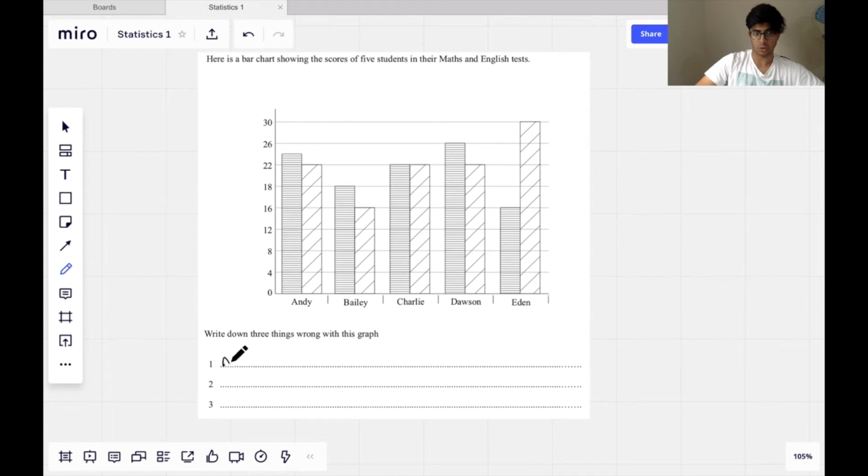So we can just say no key. And here you can say we do not know which bar is which subject.